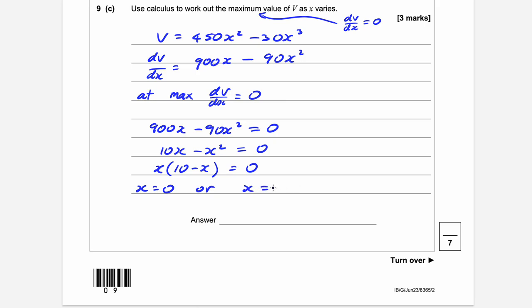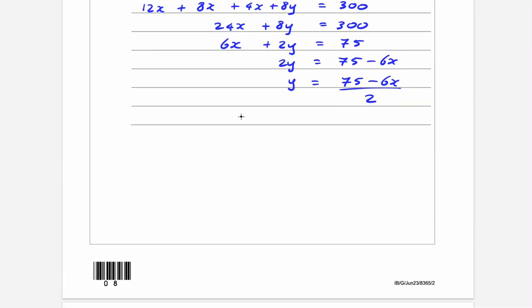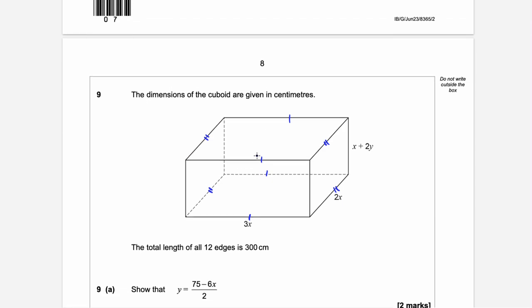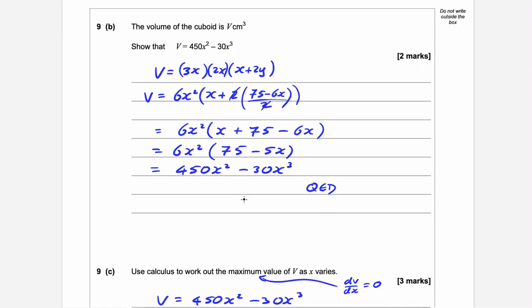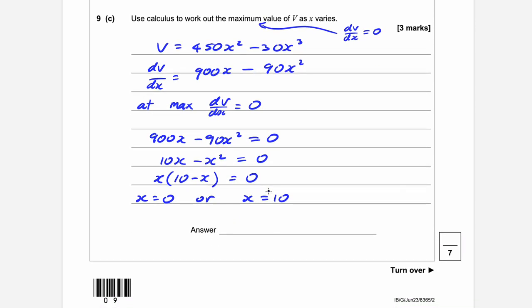So we have x equals 0 or x equals 10. Now definitely, guys, the maximum volume is not going to happen when x is 0, because look, if x is 0, we don't actually even have a box because it doesn't have any length. So it has to be when x is 10. So let me just draw a line here. Max when x equals 10. So we're going to sub in 10 here.